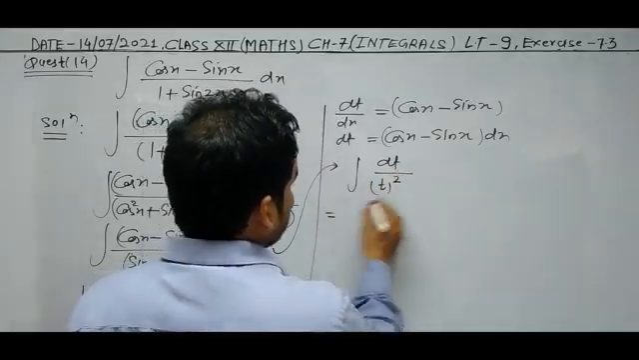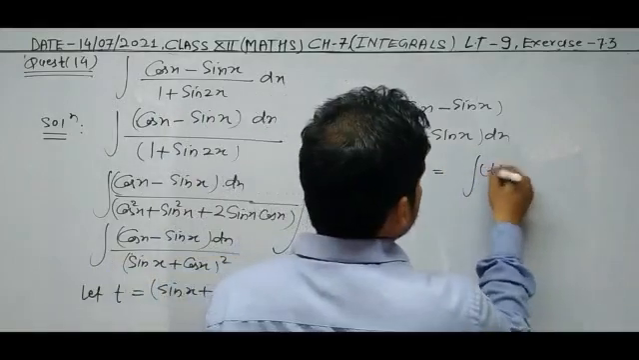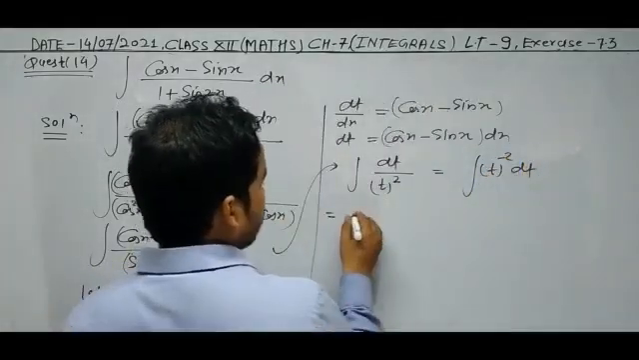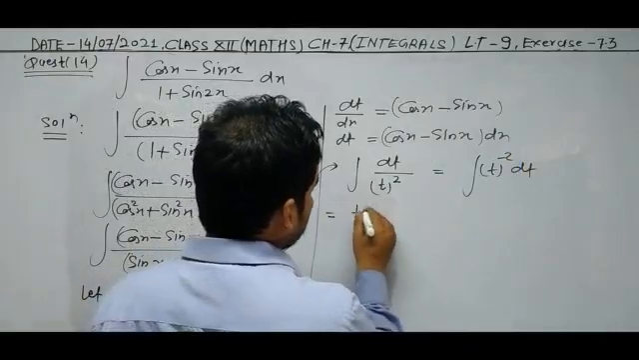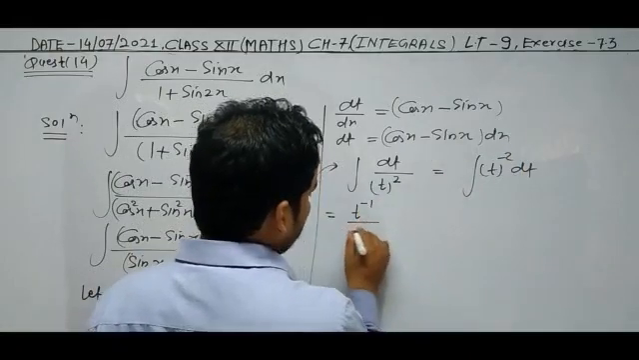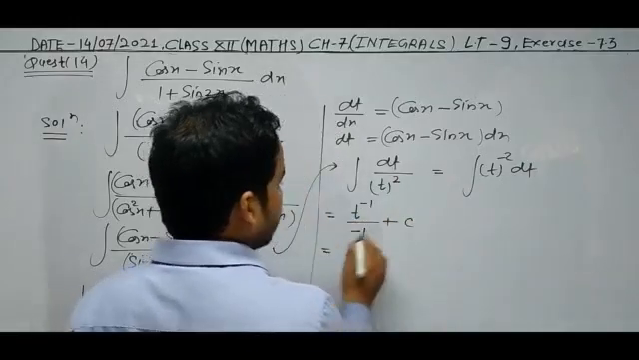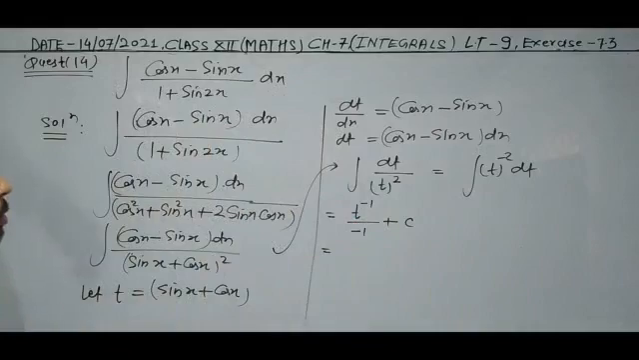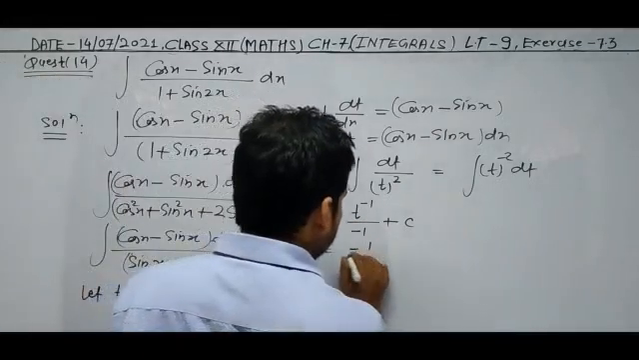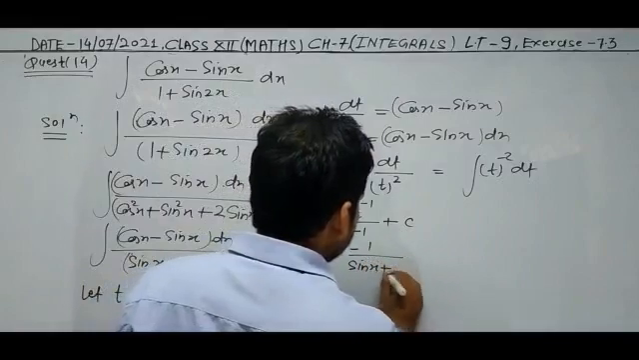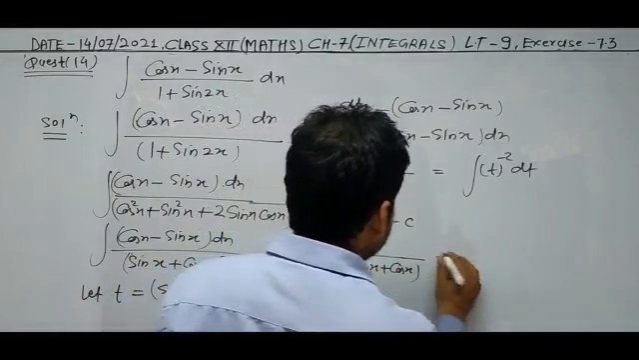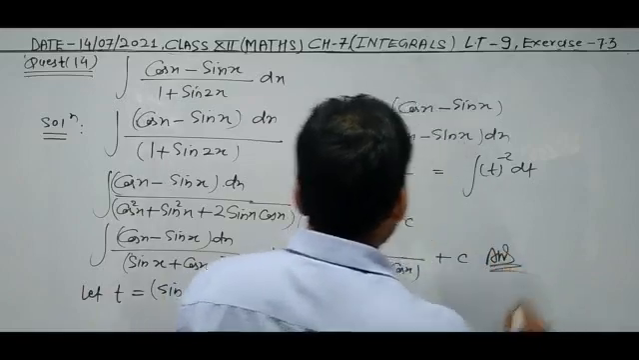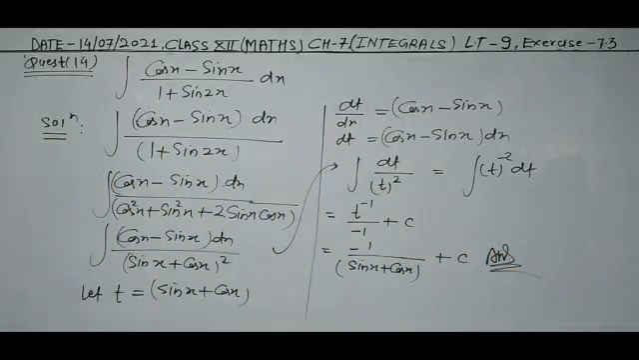Now the calculation is the integral of t to the power minus 2 dt, which is minus t to the power minus 2 plus 1 upon minus 1, plus c. When you put t equal to sin x plus cos x, the result will be minus 1 upon sin x plus cos x plus c. This is the answer for the integration of cos x minus sin x whole upon 1 plus sin 2x. Now question number 14 is completed.